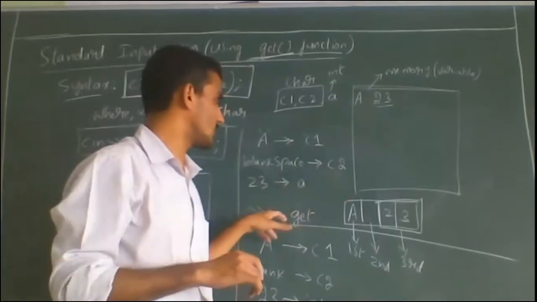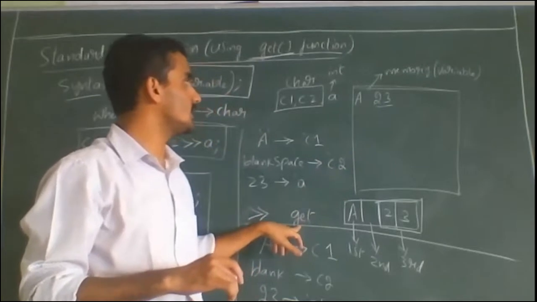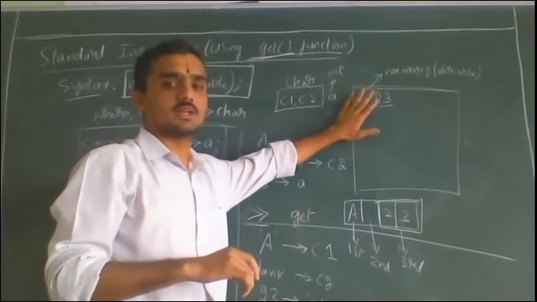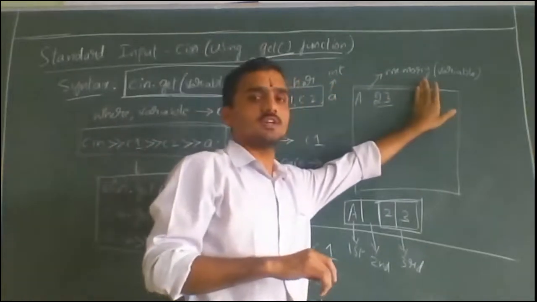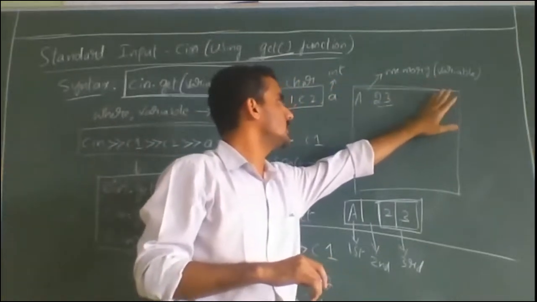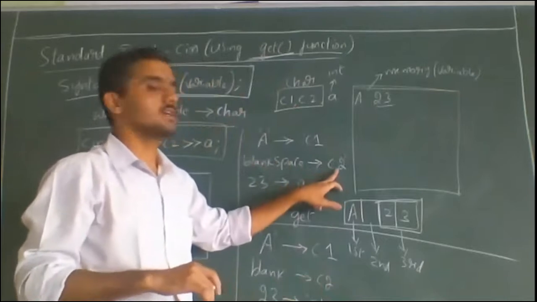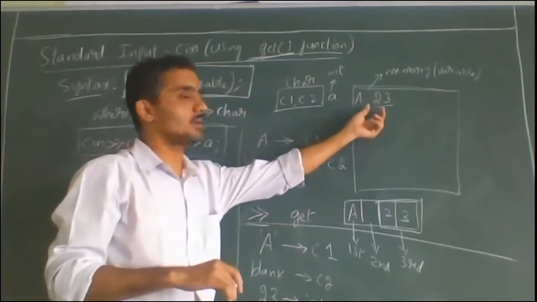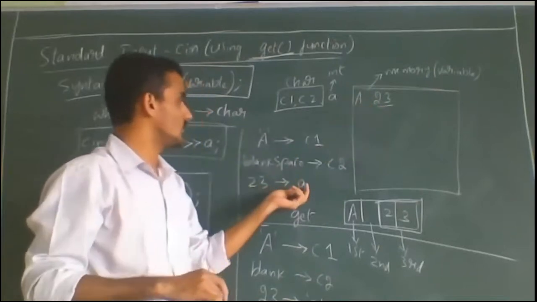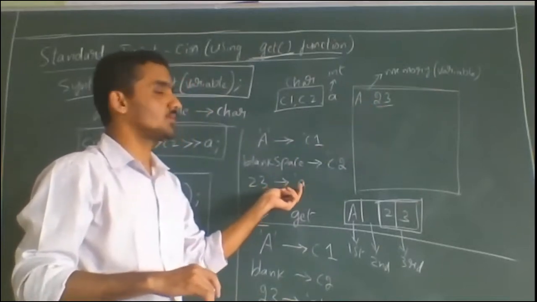Okay, in case of the extraction operator. In case of the get function, if I say blank space is also considered, then blank space is stored in memory. If it is stored in memory, memory is nothing but a variable. That means the blank space is stored in variable C2. Then the remaining is 23, so that is a whole number, complete. 23 is stored in variable A because it is of type integer.